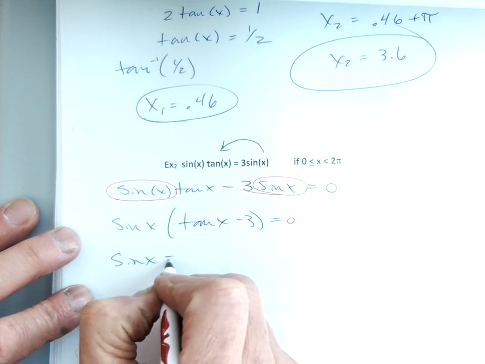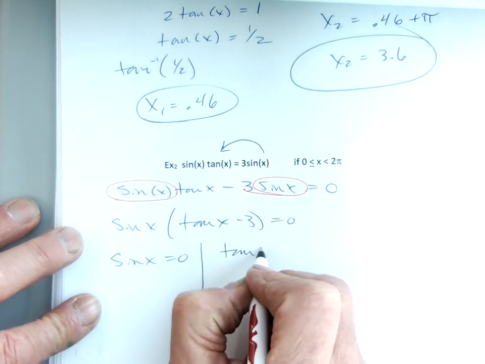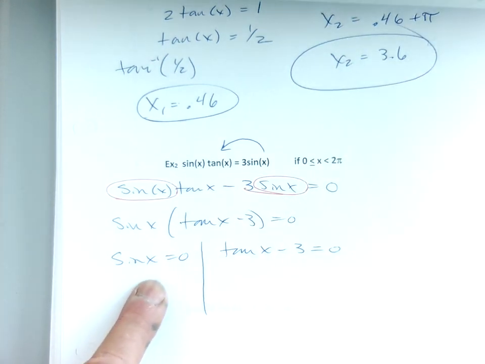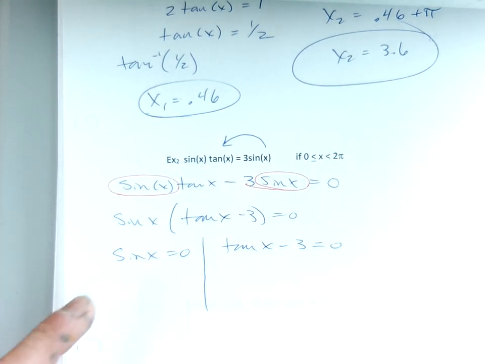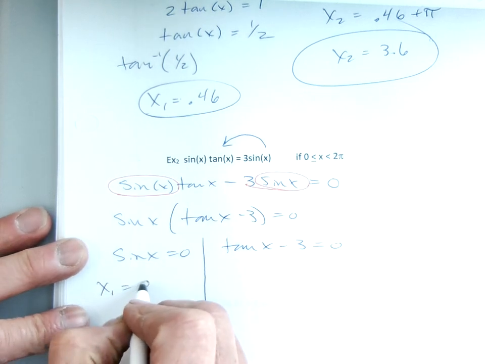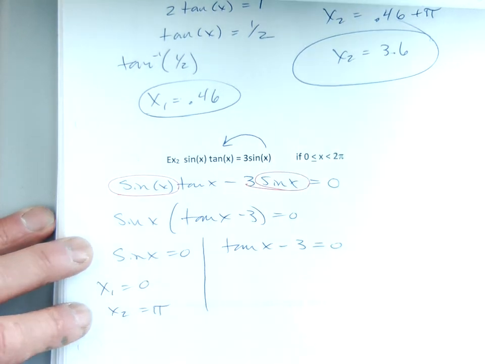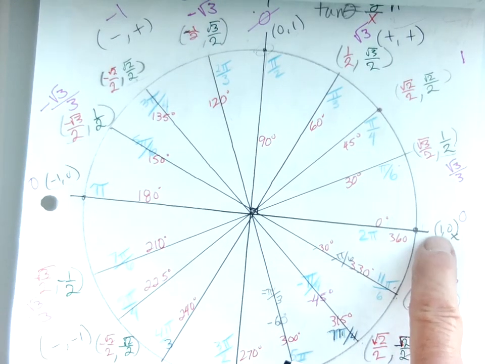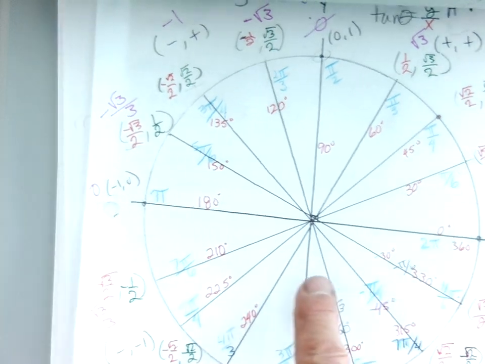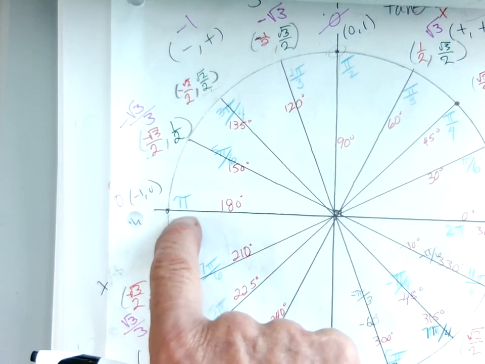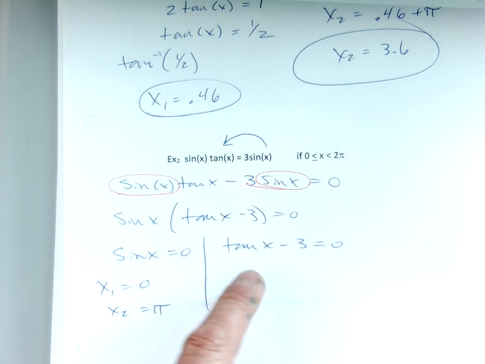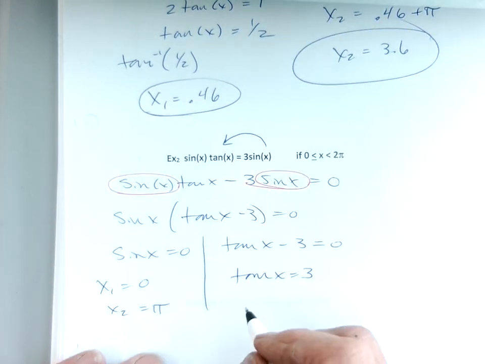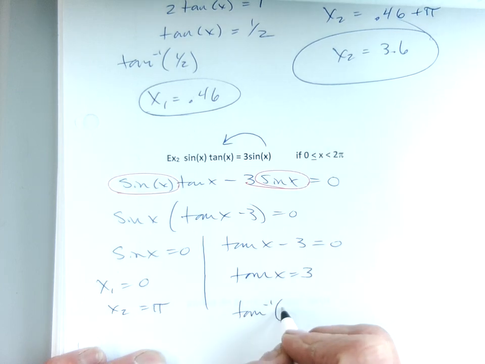Sine of x equals 0 and tangent of x minus 3 equals 0, right? This is on the circle. You could use your calculator if you want to, but it's 0 and pi. Okay, a y value of 0 happens here at 0 radians and happens here at pi radians. Tangent of x equals 3 is not on the circle, so I'm going to have to do my tangent inverse of 3. Okay?